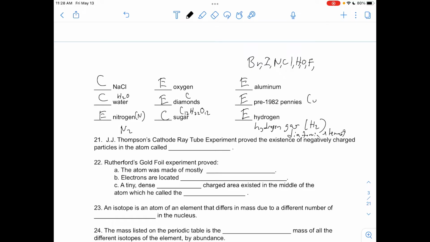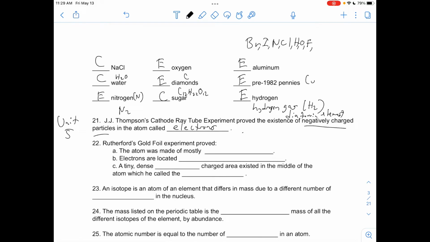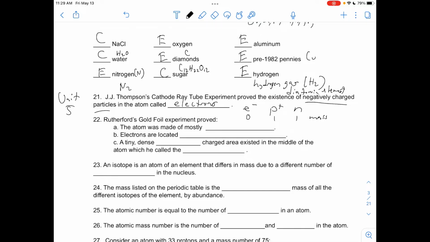Okay, J.J. Thomson's cathode ray tube. This was Unit 5. It proved the existence of negatively charged particles. Hopefully you know them by now. They are electrons. We have electrons, protons, and neutrons, by the way. Protons are positively charged, neutrons are neutral. Protons and neutrons have a mass of 1, and electrons have 0 mass. And that's why when we talk about atomic mass, it's the protons and the neutrons added together.